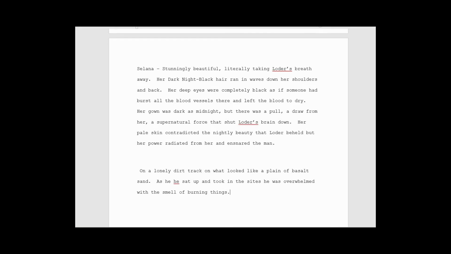Now, we can get more detailed into that later, but that's basically the concept. You want to invoke as many emotional and sensory responses as you can in your description. At the same time, they have to be kind of vague so that people can imagine the landscape.